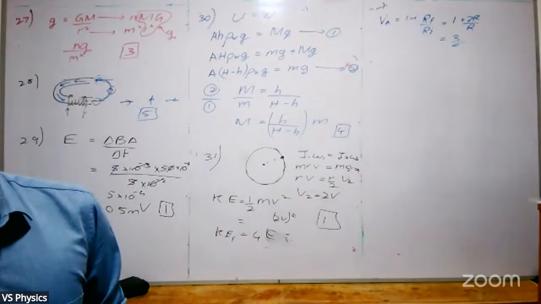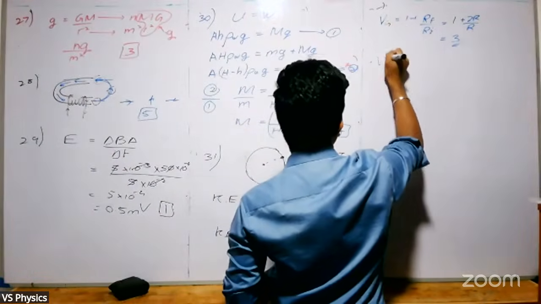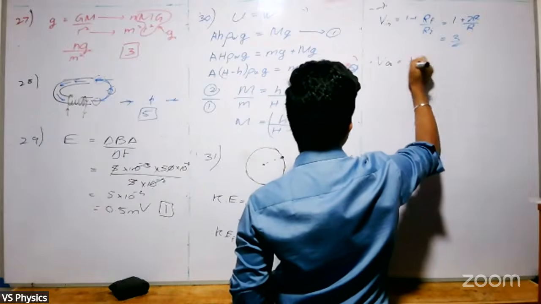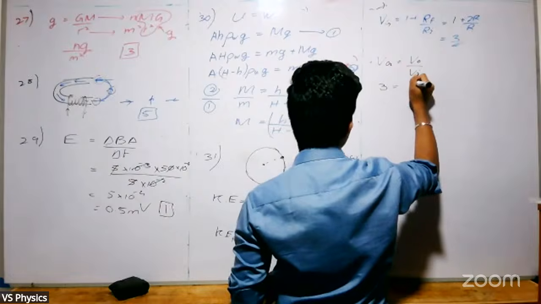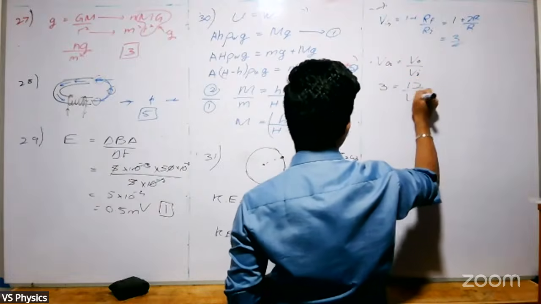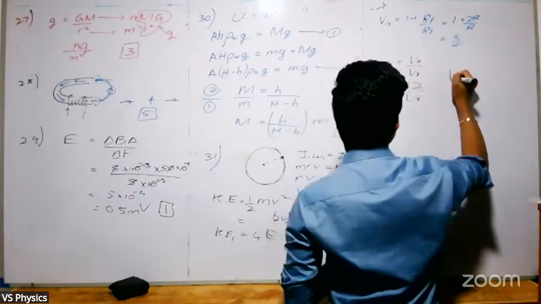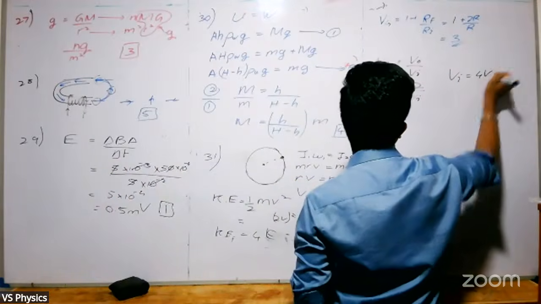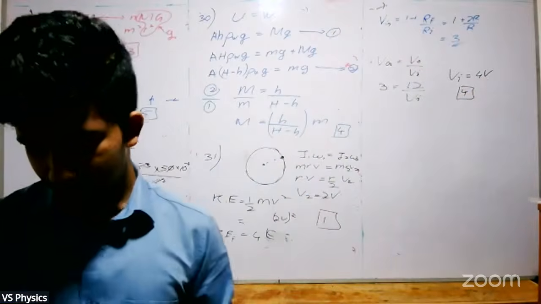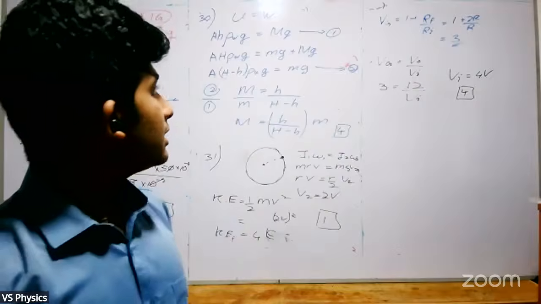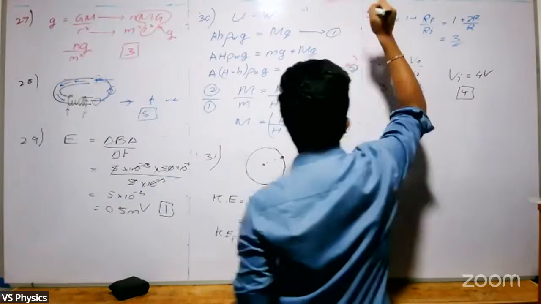That means the voltage gain, which is equal to V out over V in, is 3. We know the V output, that is 12. We have to find V in. Then V in is equal to 4 volts. That is the fourth answer. That is 32.